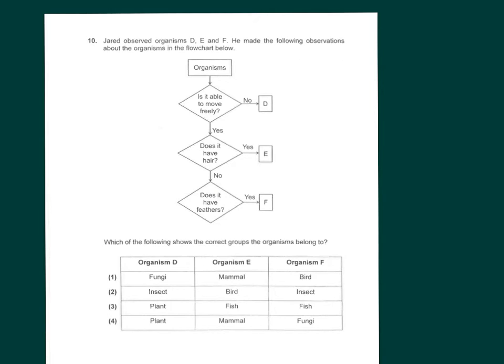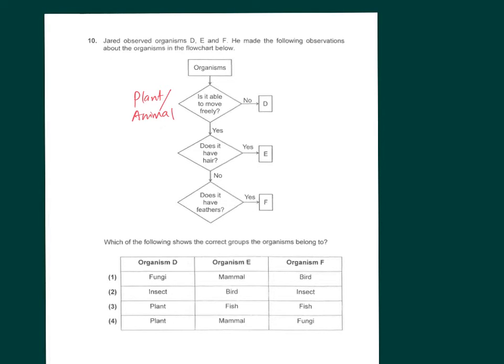Question 10. Let's study this flow chart. Jared observed organism D, E, and F. And he made the following statements about the organism in the flowchart below. So we will start with the flowchart from the top here, organism. The question asked is: is it able to move freely? Does it have hair? Does it have feathers? Now, if it's able to move freely or not, this is actually asking us to rule out whether it is a plant or an animal.